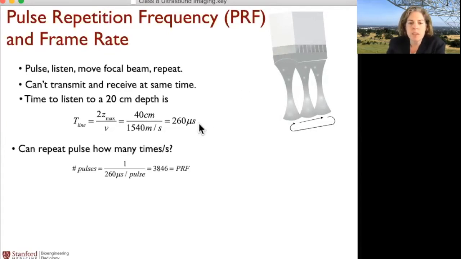Seems like it's pretty fast. Then you might ask, how many times can we repeat that per second? Well, if it takes 260 microseconds per line, then you just say 1 over 260 microseconds per pulse. That gives you almost 4,000 pulses per second. This is called the pulse repetition frequency. If you're going to repeat those pulses as often as that, and of course you're going to translate over your subaperture and get line by line, and repeat it, the frequency that you repeat the pulses is called the pulse repetition frequency.